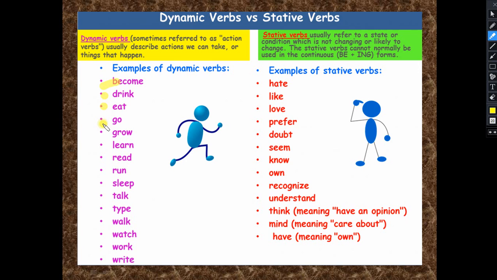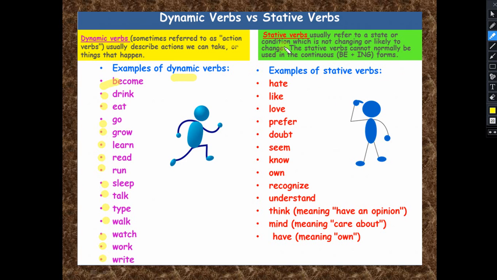Students, now just try to do all these actions. Can you do this? Go, grow, learn, read, run, sleep, talk, type, walk, watch, work, and write. I hope you all can do this clearly, isn't it? We all can do the actions of these words, so these verbs are called dynamic verbs, or we can say action verbs. I hope you have understood.